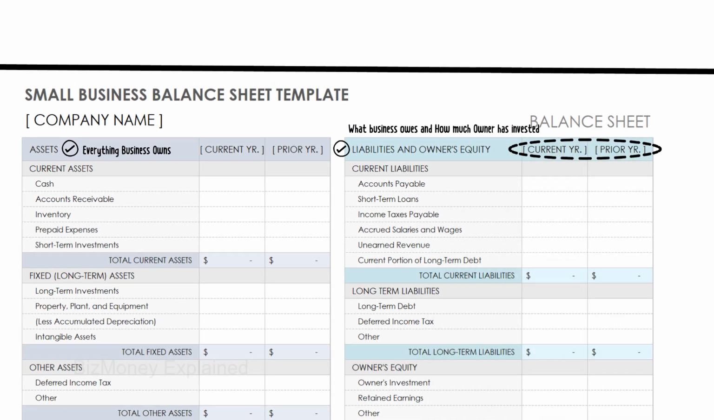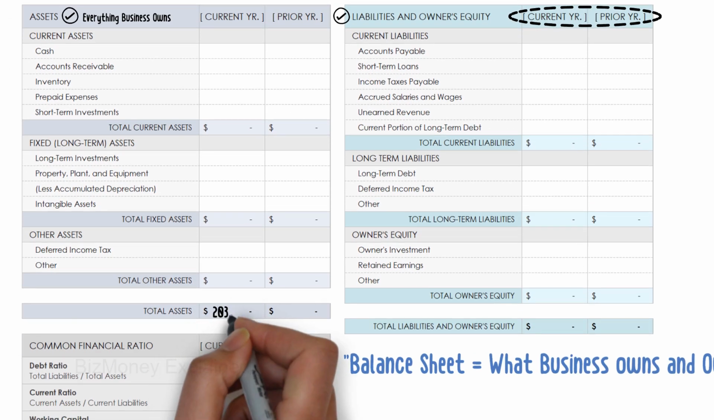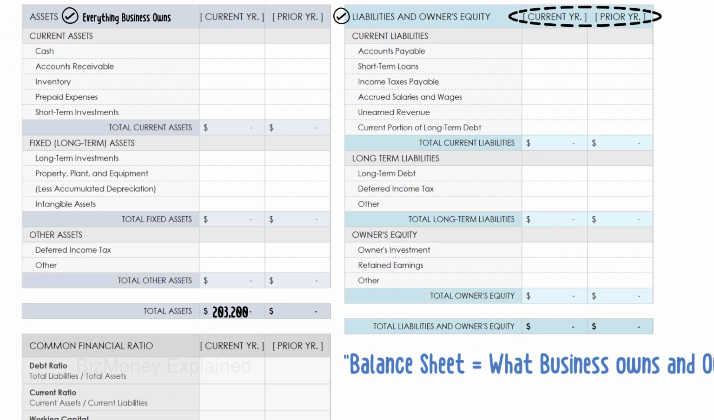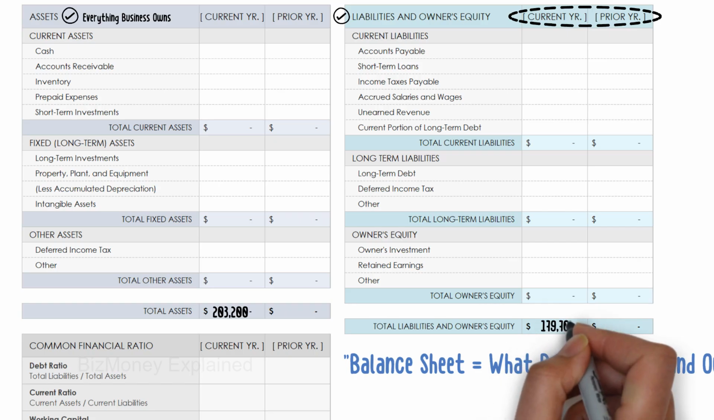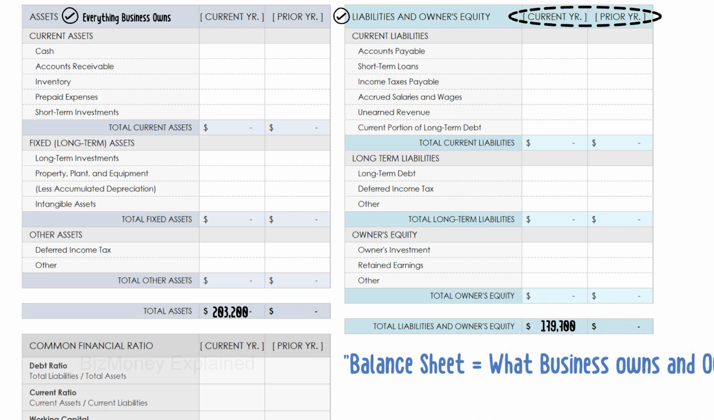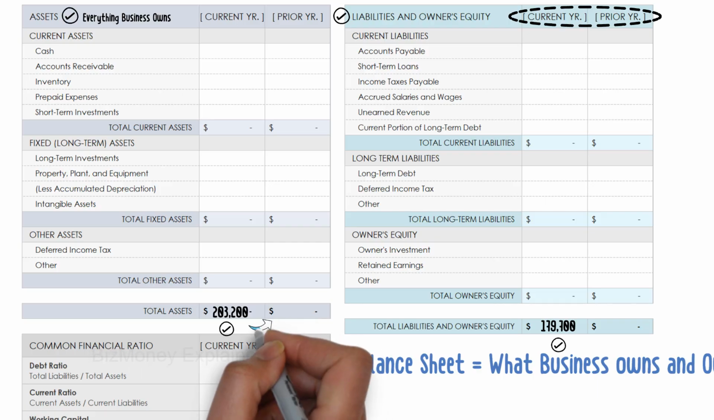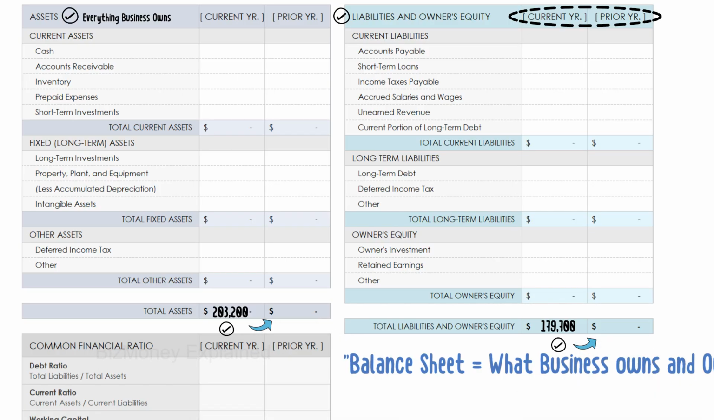This balance sheet shows the current year and the prior year for comparison. The total assets for the current year are $203,200, and the total liabilities and owner's equity is $179,700. These numbers help you understand the health of your business. Is it growing, or is it in trouble? By comparing this year to last year, you can spot trends and make better decisions.